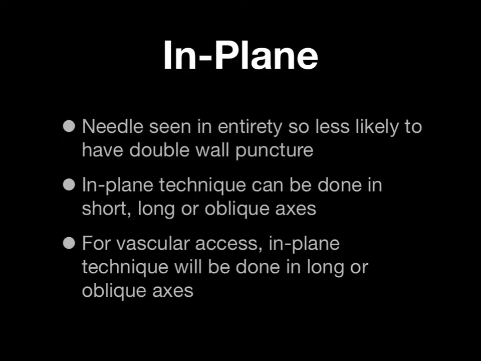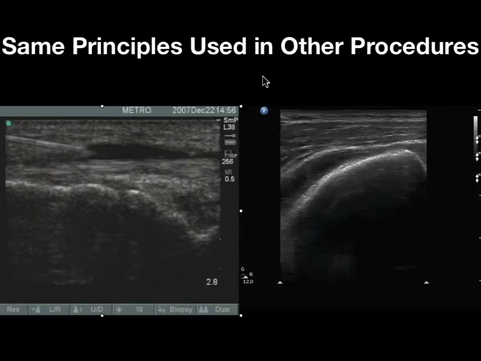With an in-plane technique, the nice thing is that you're going to see the needle in its entirety, so it's less likely that you're going to have a double wall puncture or that you're going to lose sight of the needle tip. And this in-plane technique can be done in either a short, long, or oblique axis approach. For vascular access, the in-plane technique will be done using either a long or an oblique axis approach. Helping you to look a little further down the road here, these are going to be the same principles that you use with other ultrasound guided procedures.